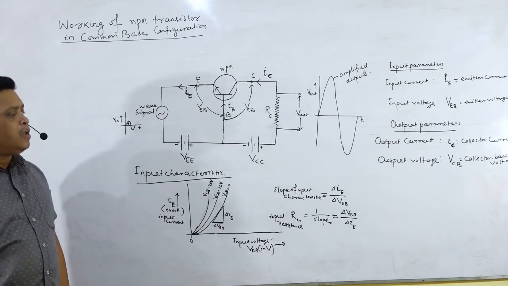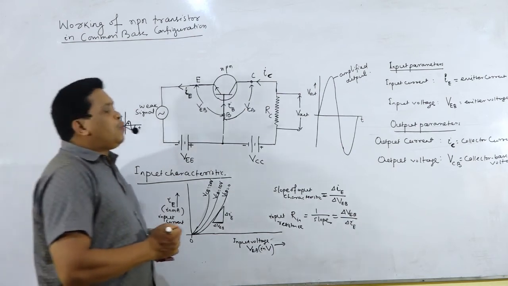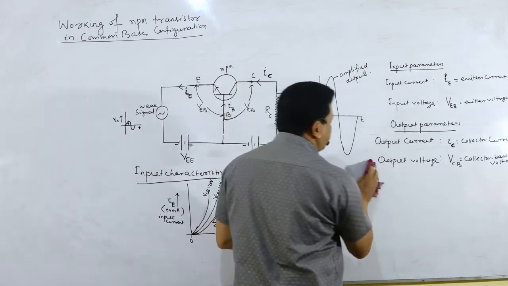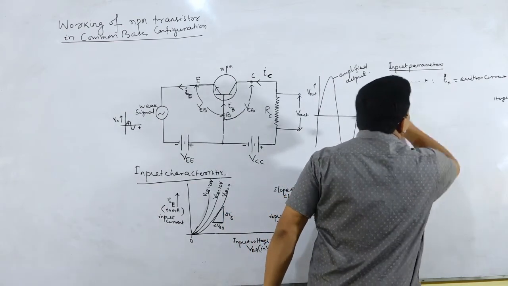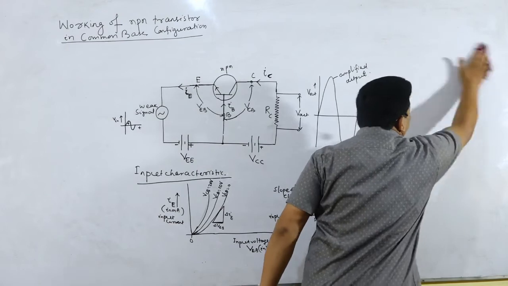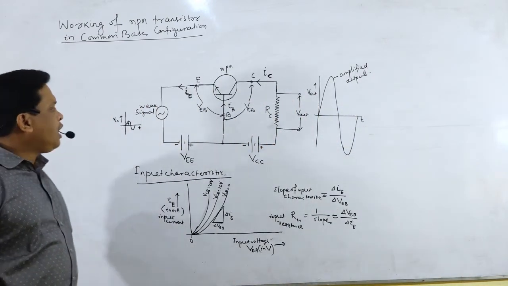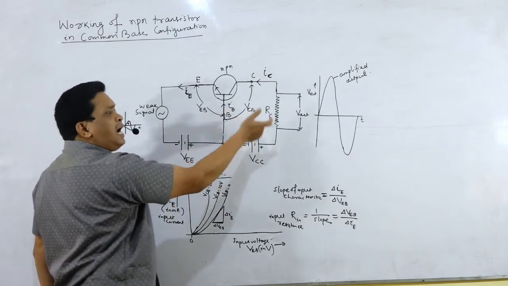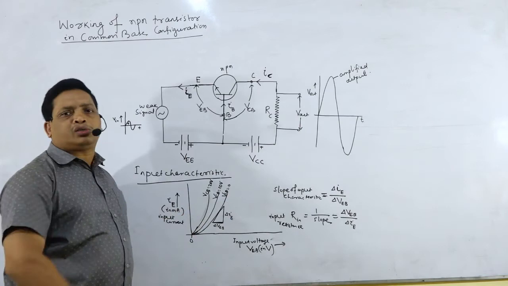Similarly, we shall discuss its output characteristic. Now what is output characteristic? Output characteristic, general definition, it is the graph plotted between output voltage and output current, keeping input current constant.